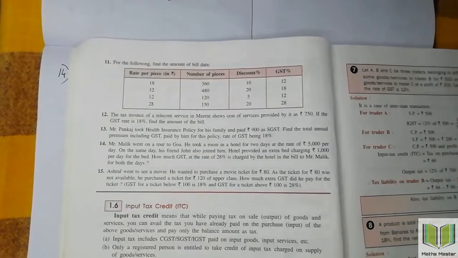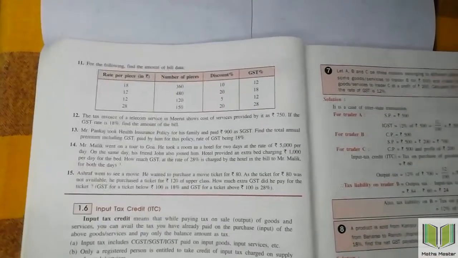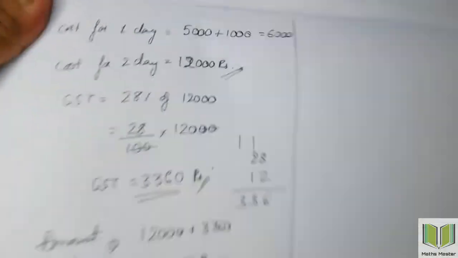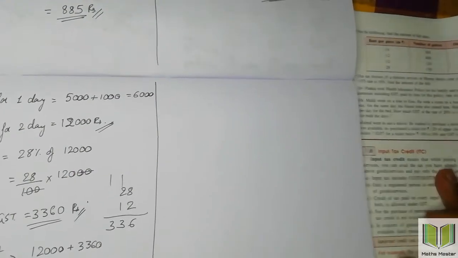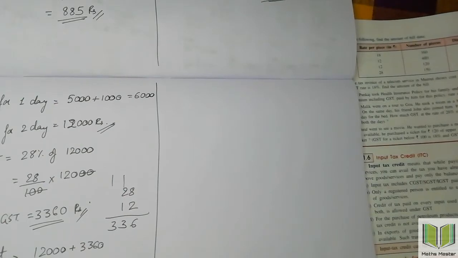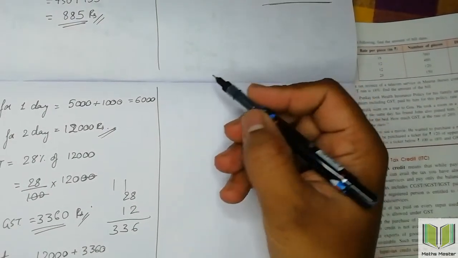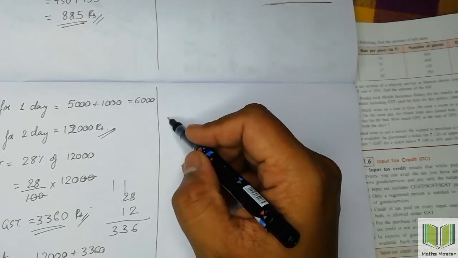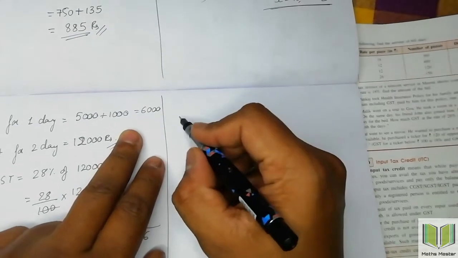Okay. He wanted to buy a ticket for 80 rupees. But he ended up purchasing a ticket for 120 rupees. The GST value changes for each ticket value. Let me write down the given data. Ashraf went to see a movie. GST on a ticket for lesser than 100 rupees is 18%, is what they have given.